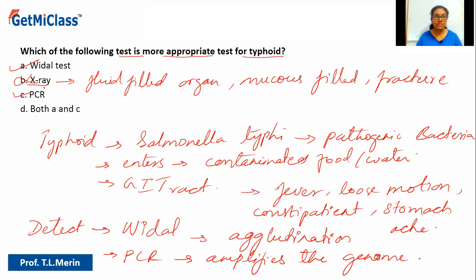Option C says PCR, which I have already told you, that is polymerase chain reaction, which will be helpful in amplification of the bacterial genome. Hence, the presence of typhoid can be detected. So option D, which is both A and C, that is the correct answer.